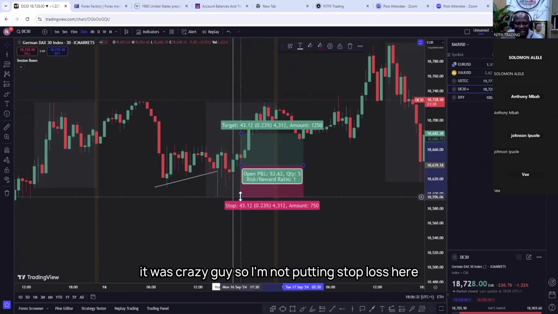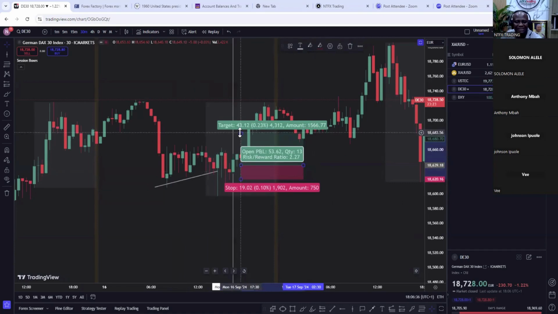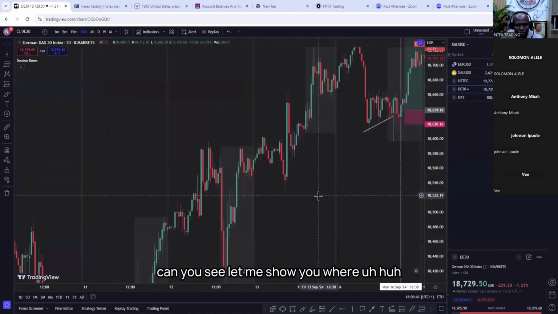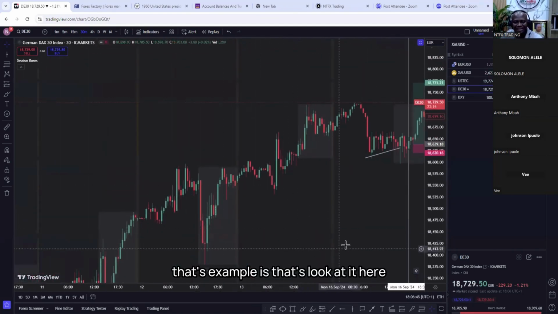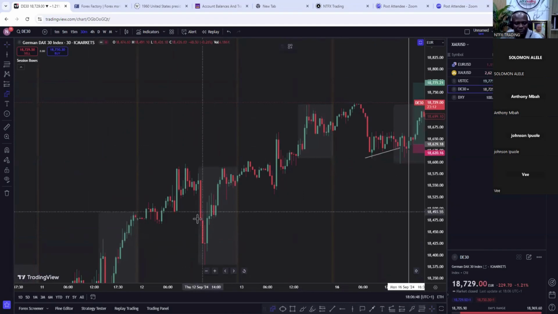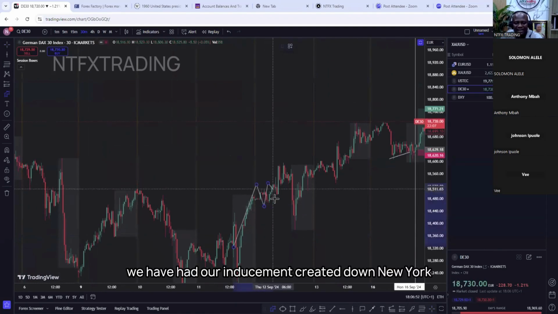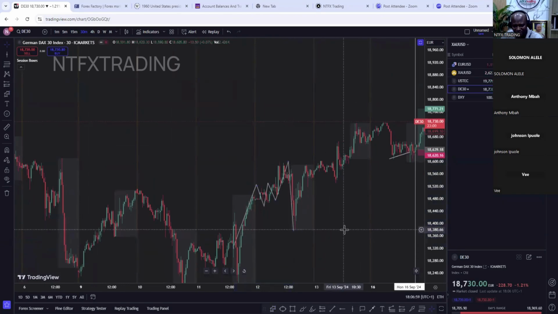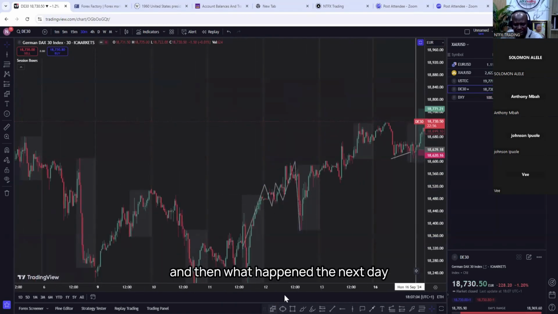It was crazy, guys. So I'm not putting stop loss here. I'm putting it here, because this is my injection. Injection defines the stop loss. Can you see? Let me show you another example. It's DAX. Look at it here. You know that on this trade, we have had our inducement created down. New York, London, New York mitigated it. This was our injection for this trade. And then what happened the next day?